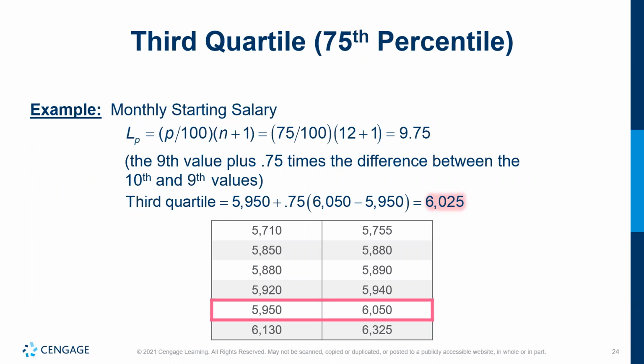So to find our third quartile, we just do the same thing: 75 divided by 100, 0.75, times 12, which is the n plus 1, gives us 9.75. So we count up to the 9th place, 5950, plus 0.75 of the difference between the 9th and 10th place.